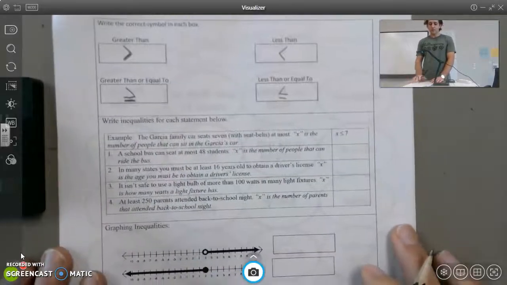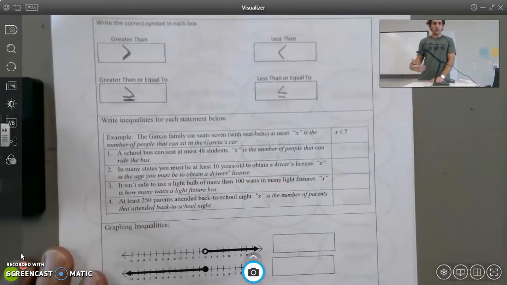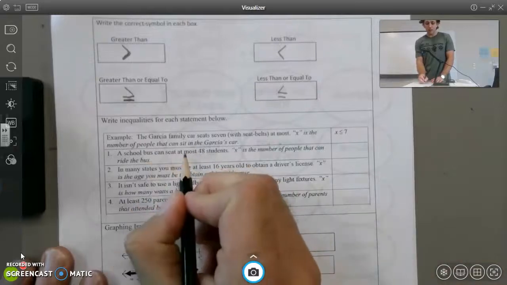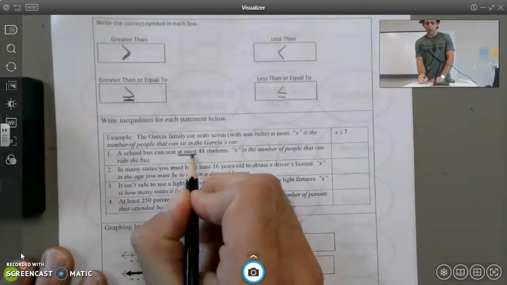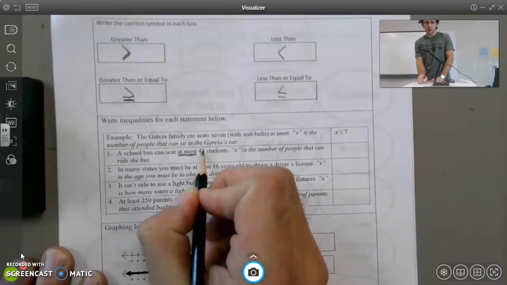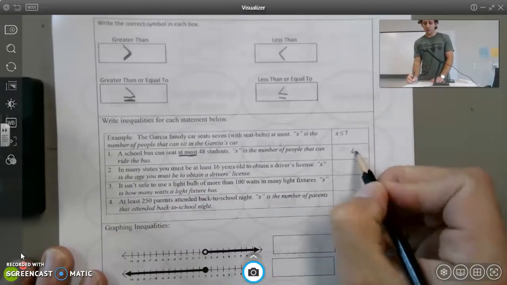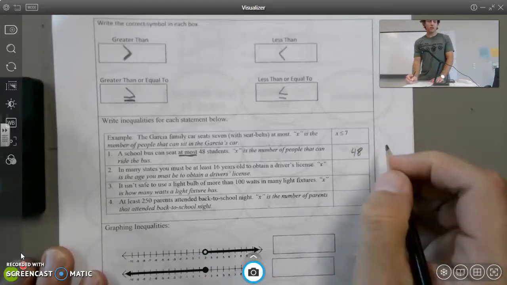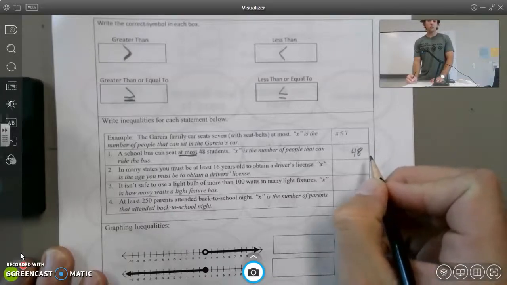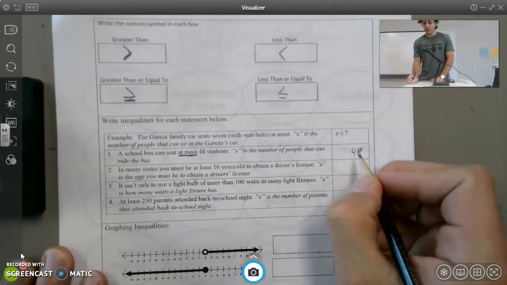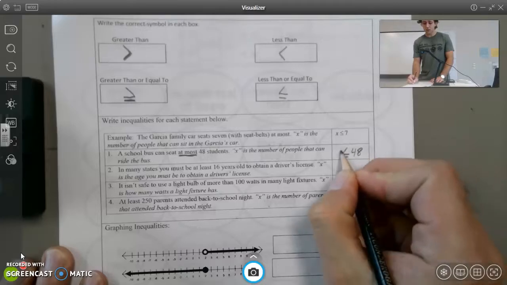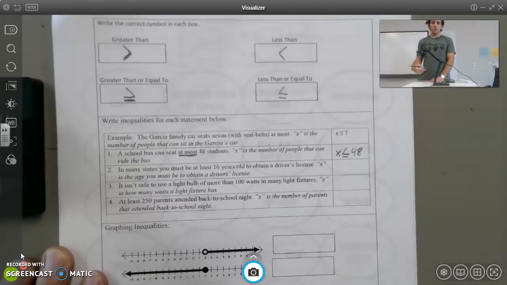All right, let's look at some of these contextual situations and see how we would actually write the inequality for them. A school bus can seat at most 48 students. So at most means it can seat 48 students, or it could seat less than that. So could X be equal to 48? Yes. Could X be more than 48? No. Could it be less than 48? Yes. So it could be less than or it could be equal to. I like to ask myself those three questions because that allows me to determine which symbol is the most appropriate.